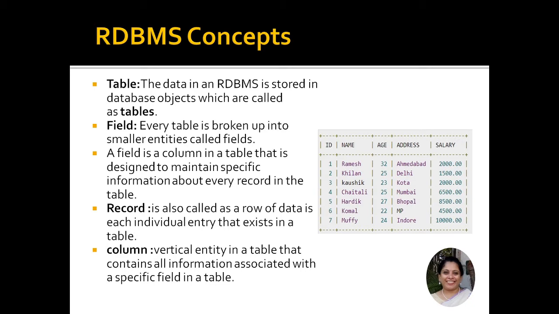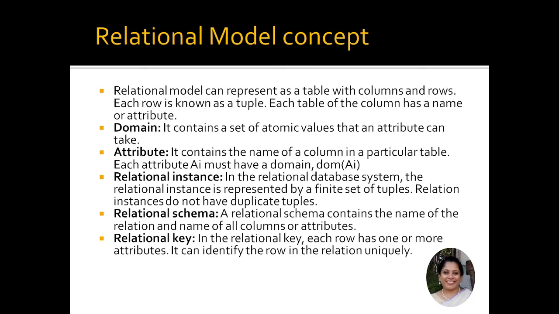Now, what is the relational model concept? A relational model can be represented as a table with columns and rows. Each row is a tuple. Each column of the table has a name or attribute. Now, what is a domain? It contains a set of atomic values that an attribute can take. And what do you mean by attribute? It contains the name of the column in a particular table. Each attribute must have a domain, that is DOM(A).